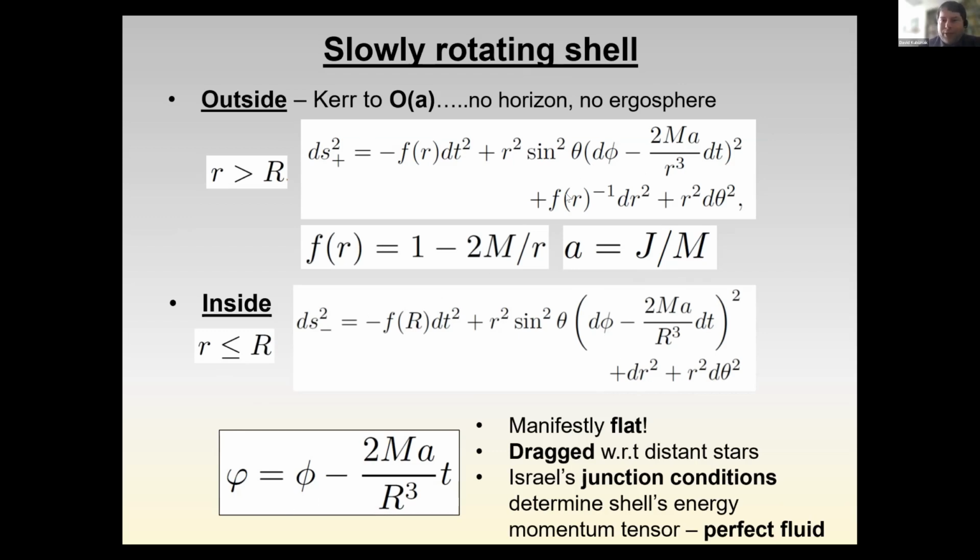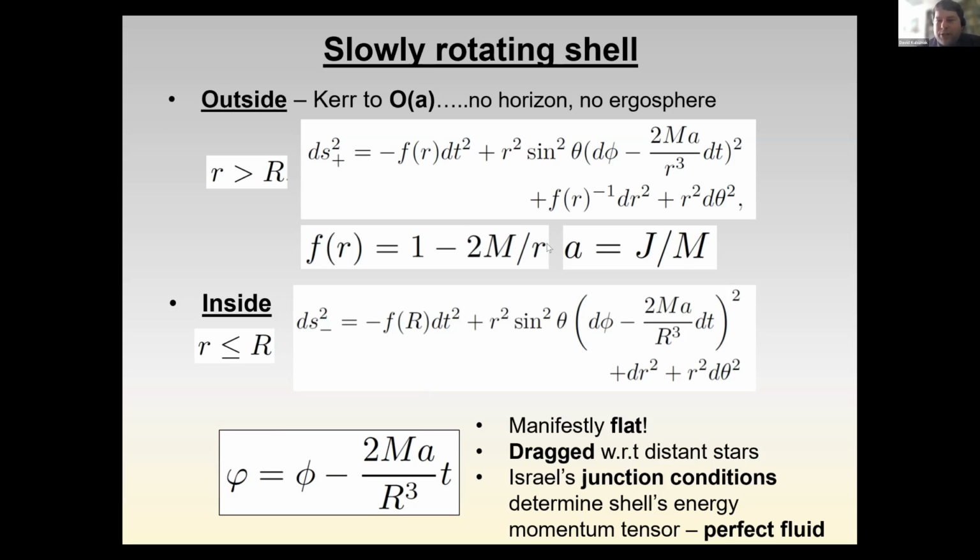But what it also means is that, of course, from the asymptotic observer close to distant stars, this phi is important. And so if you place the observer at constant phi here, then the inside of the shell is actually rotating with respect to that phi according to this formula over here. So the inside is actually tracked with respect to distant stars.